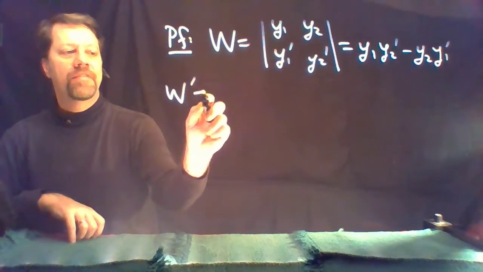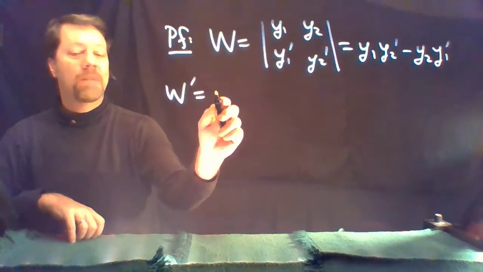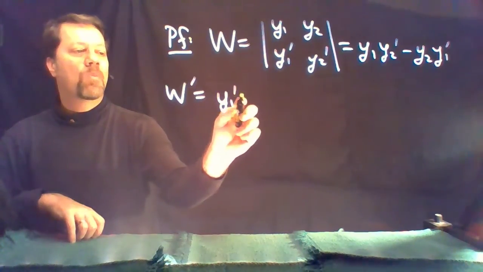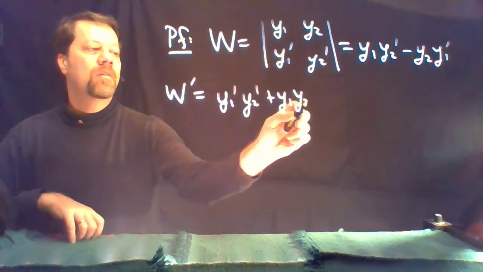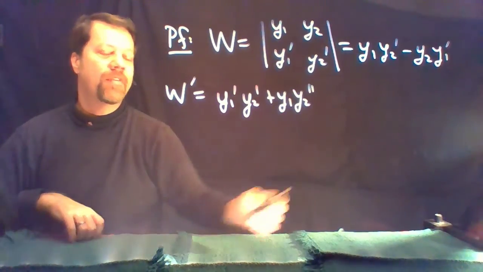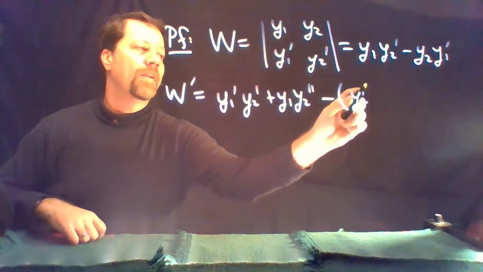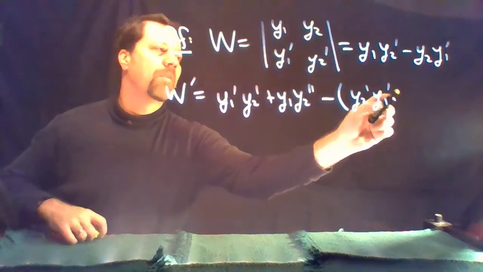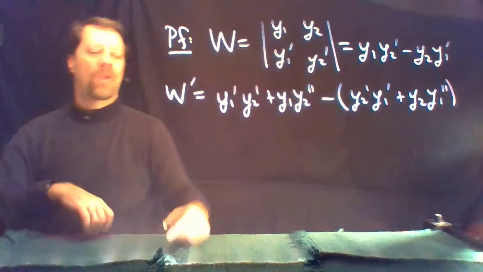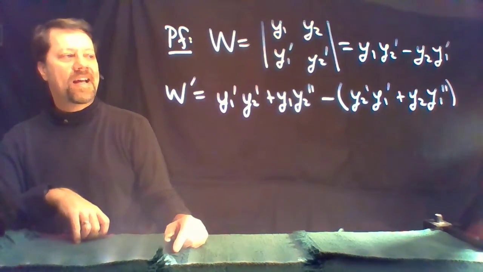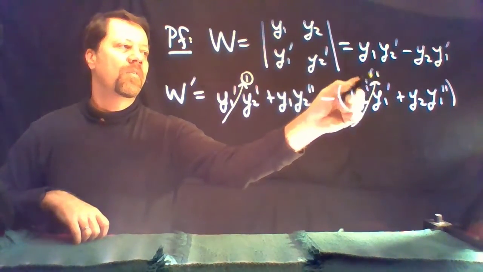What is the derivative of the Wronskian? The derivative of the Wronskian can be calculated by the product rule. It's y1 prime y2 prime plus y1 y2 double prime. That's the derivative of the first term. Minus y2 prime y1 prime plus y2 y1 double prime. We can see right now that this term cancels with this one.